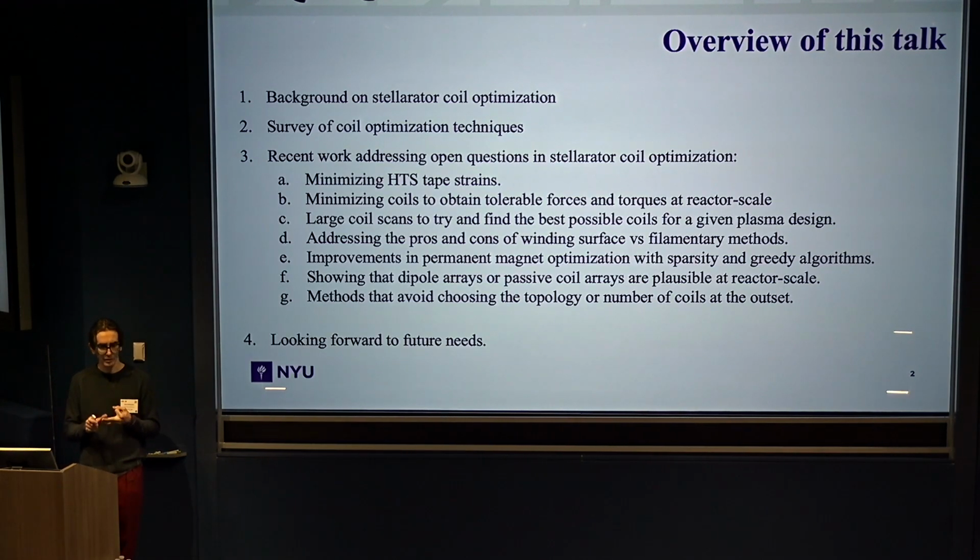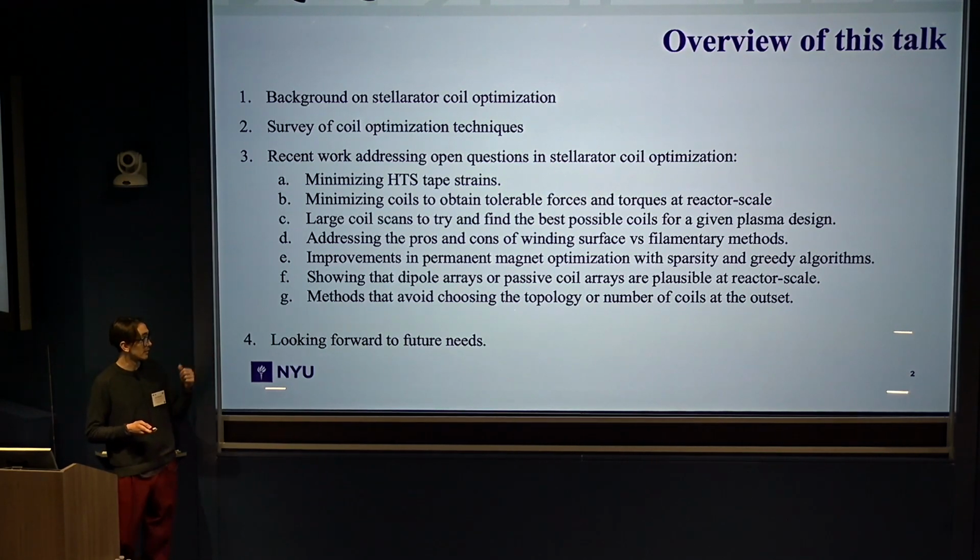Trying to actually find the best coils possible by doing these large coil scans. And you have to typically do this plasma by plasma because different coils are going to look very different for different plasmas. And then I'm going to compare and contrast some of the different ways we think about coil optimization, including the winding surface and filamentary methods, talk about some of my work in permanent magnet optimization and algorithms for that, and then talk about how we can hopefully scale this up to reactor scale, thinking through what are called dipole arrays, and this funner idea where you take away all the power supplies and just rely on passive coil arrays. I have some work showing if that's plausible at reactor scale.